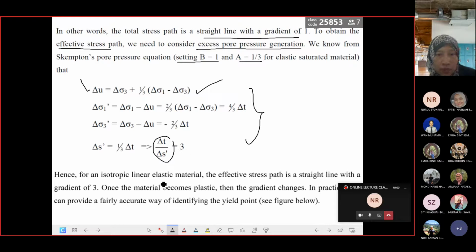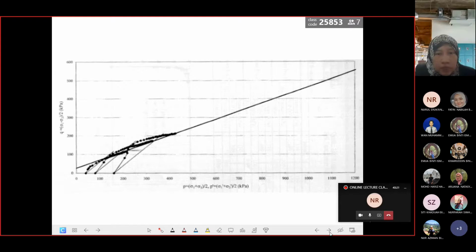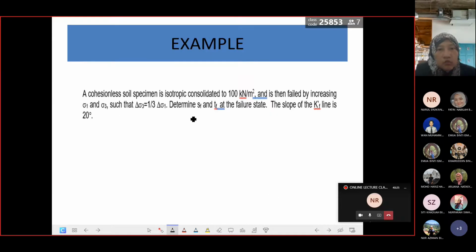Okay, for isotropic linear elastic material, the effective stress path is a straight line with a gradient. This is what it means. Remember, earlier we wanted to get the KF line. The KF line can be found by having the information between S and T. Okay, for example, this is the problem from earlier.